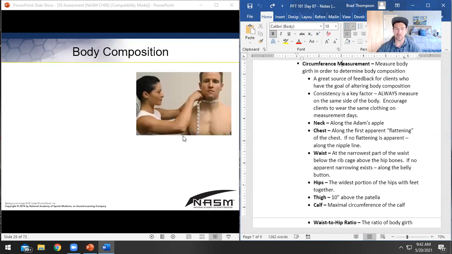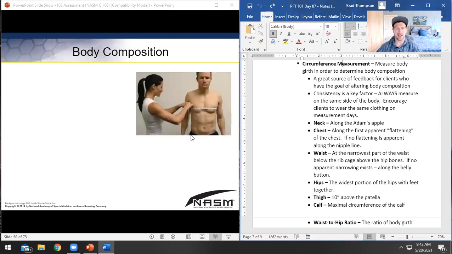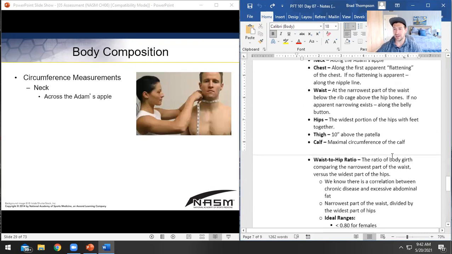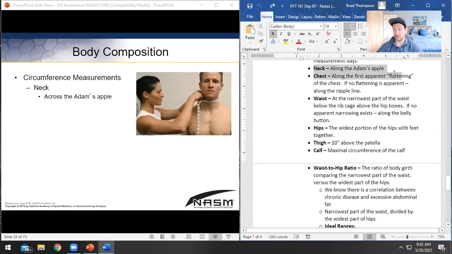Consistency is key here. And the sites that we're going to measure, we're going to look at the neck, which you're going to measure right along the Adam's apple. I know, ladies out there, you might be like, I can't see my Adam's apple. Yeah, it's still in the same spot. It's just not quite as pronounced. So the Adam's apple is our landmark for the neck.